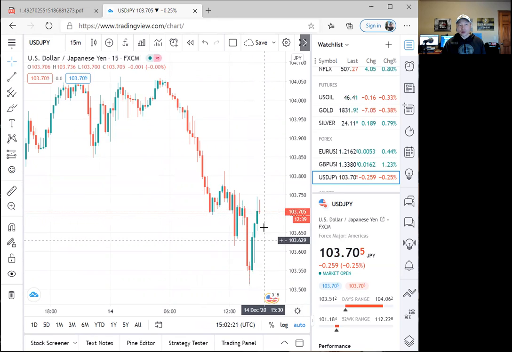103.714 on the 15. And you can see that USDJPY is starting to trickle itself back down. Now, overall, it is a downtrend, but at the same time, you look for a reversal point as well.